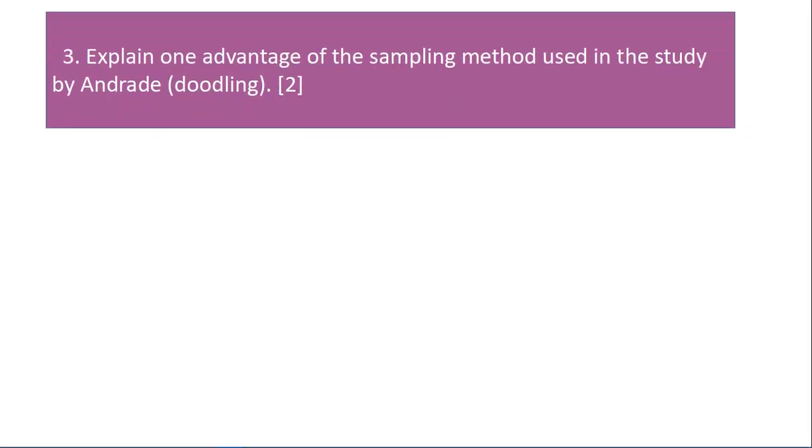Coming to question 3, let's read it first. Here we need to just recall what the sampling technique was in the study and then state a demerit of the sampling technique, not the study. Let's read the answer.